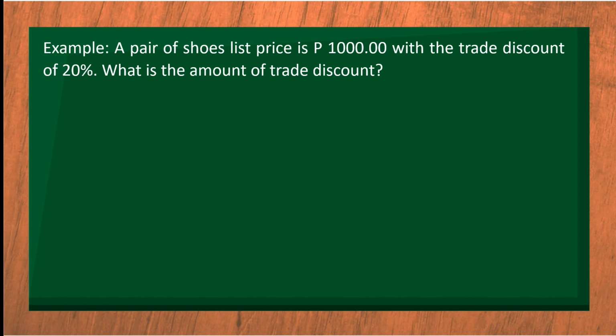Example problem. A pair of shoes, its price is 1,000 pesos with a trade discount of 20%. What is the amount of trade discount? Formula: trade discount is equal to rate times the list price, equal to 20% times 1,000, equal to 200 pesos. That is the amount of trade discount.